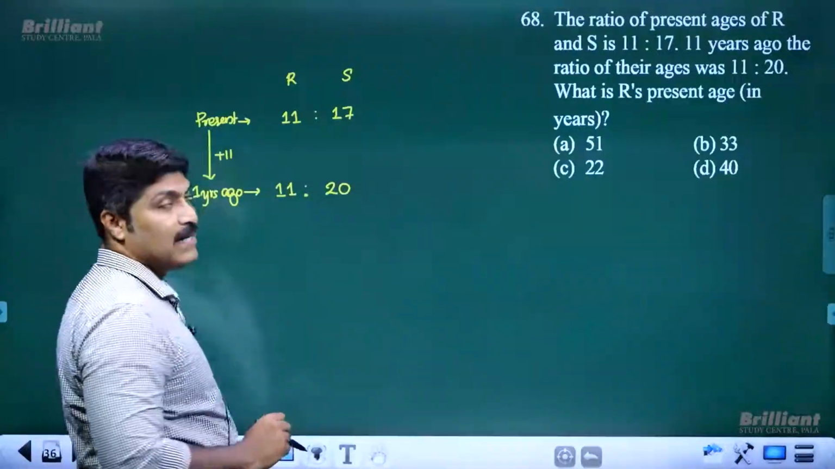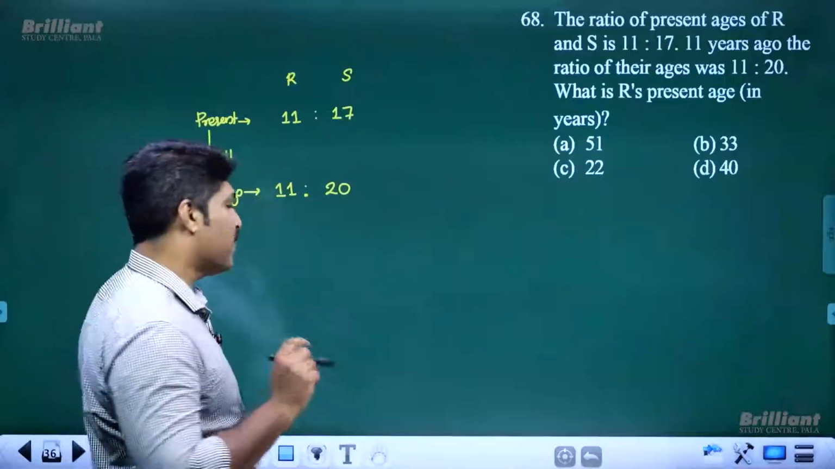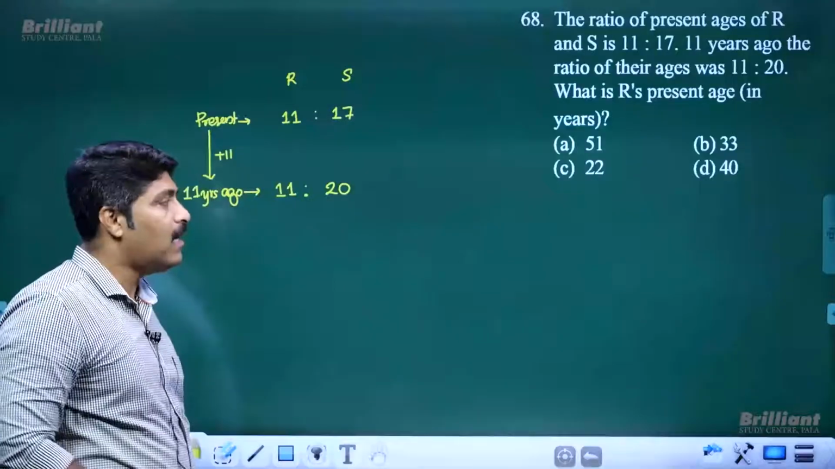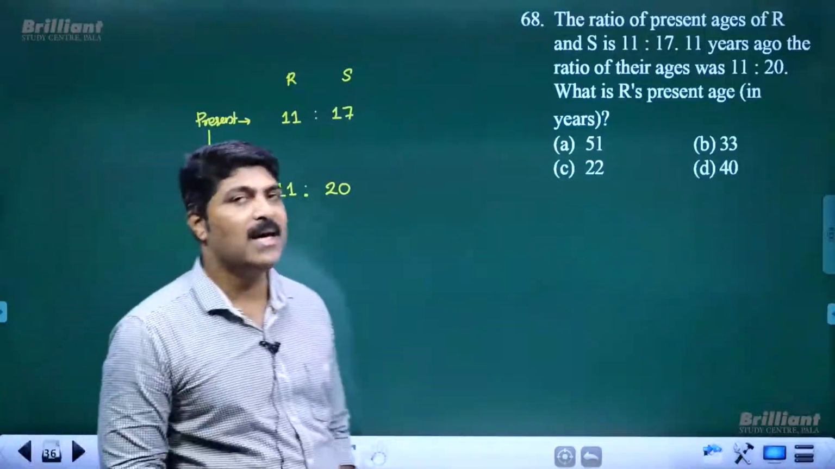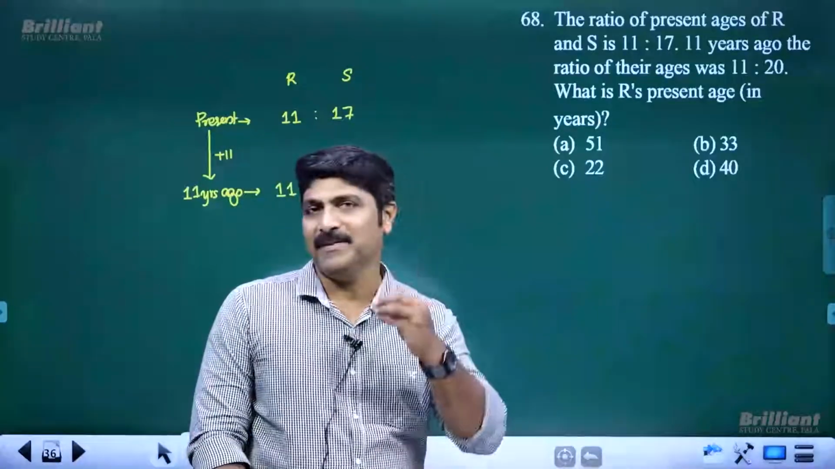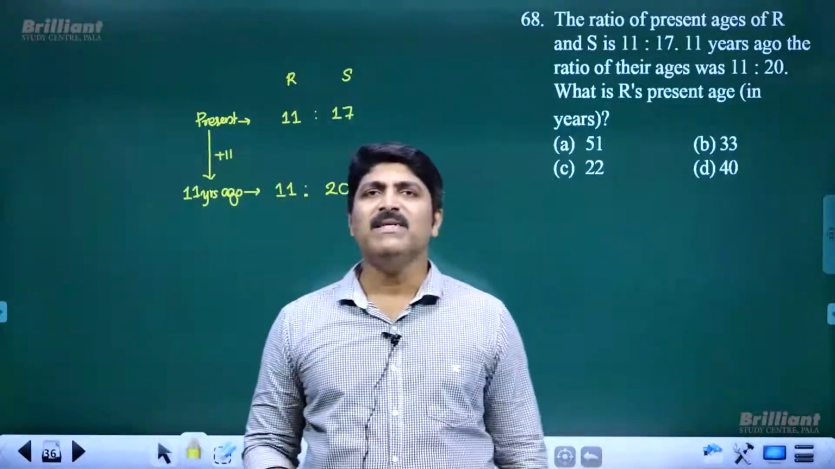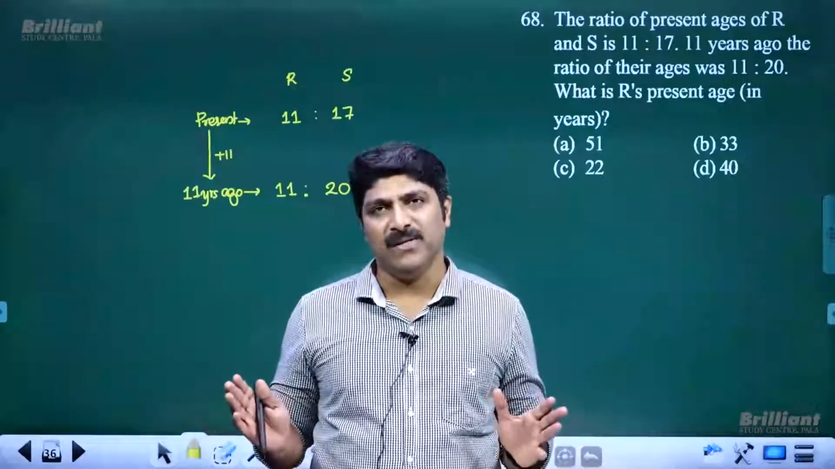That means the vertical difference. That is called the vertical difference. These are not equal. How can we make those vertical differences equal? There is a simple trick. If we want to make the vertical differences equal, we just equate the horizontal differences.